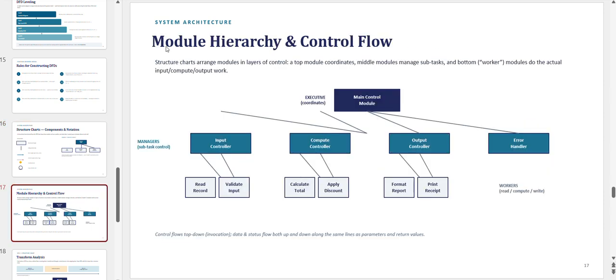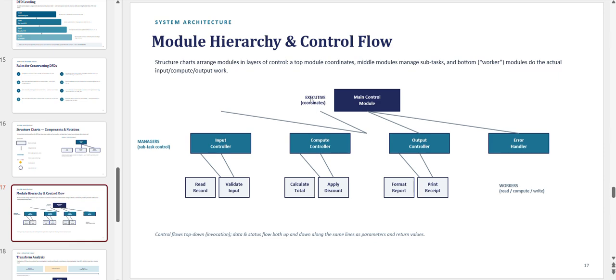Now, we will see module hierarchy and control flow. Structure charts arrange modules in layers of control. A top module coordinates, middle modules manage subtasks, and bottom worker modules do the actual input, compute, or output work. The main control module is the executive. Under the main control module we see the error handler and output controller. The output controller has two types, format reporter and print receipt.